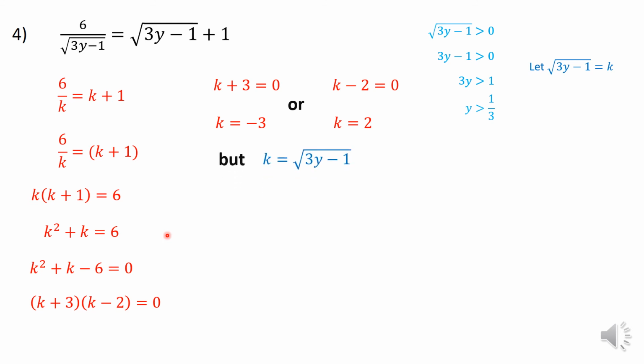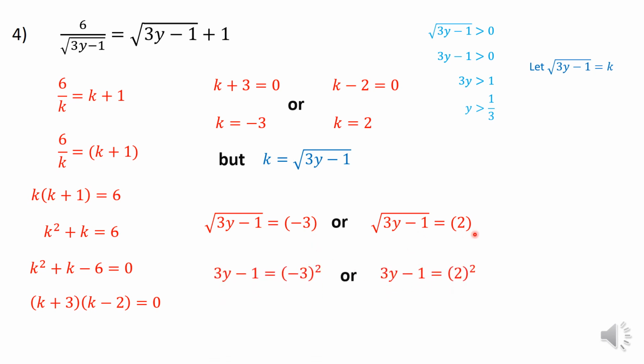But I'm not looking for the values of k. I'm rather looking for 3y, the square root of 3y minus 1. So I'm going to substitute it back for k. So in the first instance, I have the square root of 3y minus 1 is equal to negative 3. Put it in brackets, because remember, you're going to get rid of the square root by squaring both sides. And that whole negative 3 should be squared and it becomes a positive number. If not, you will deal with a negative number and you might make mistakes.